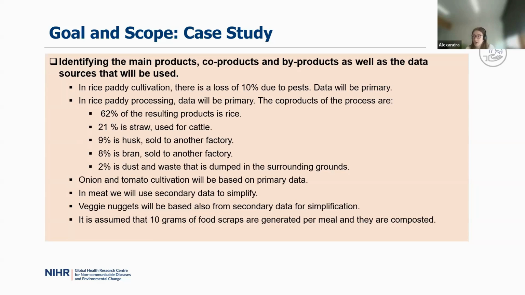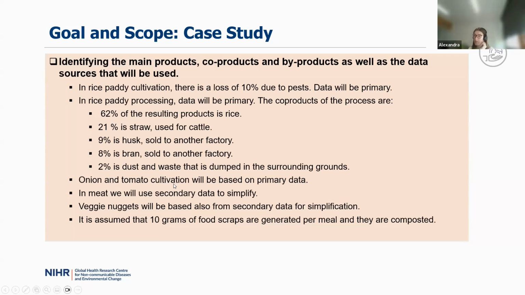So straw, husk, and bran would all be co-products, unless, for example, straw, they just give it away, then that would be a byproduct. Dust is simply waste. And in this case, it is also important, we'll be including the waste of this process. They'll just be dumped.